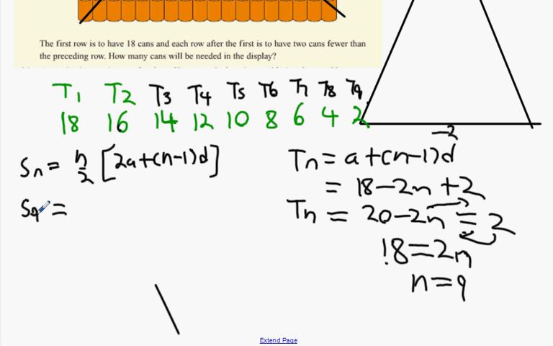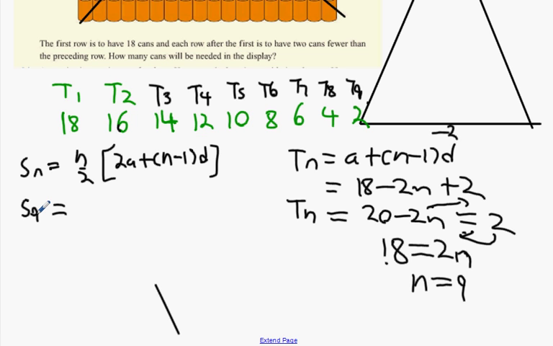Yeah? I have a question. Yeah, go for it. Where does the 2 come from when it says minus 2n plus 2? See minus 2 there? It's going down in 2s, that's the d value. So minus 2 multiplied by n is minus 2n, and minus 2 multiplied by minus 1 is plus 2.